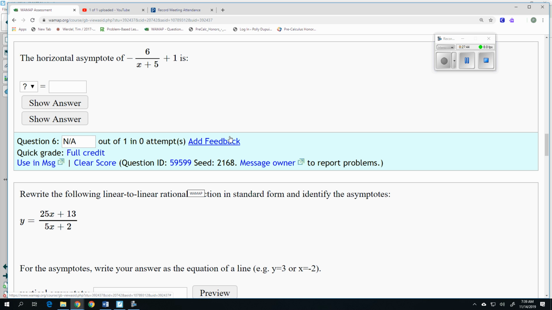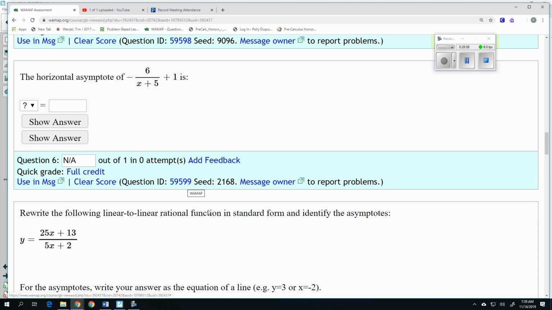So is it x or y? Horizontal is y. And you said I'm going to take my standard graph and shift it up. What? 1. So this division has already been done for you. Does this look like the answer to the long division problem I did earlier? Yeah. So you get 1. Okay. Let's try the next one.